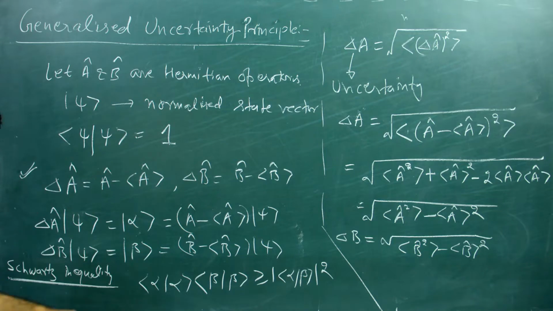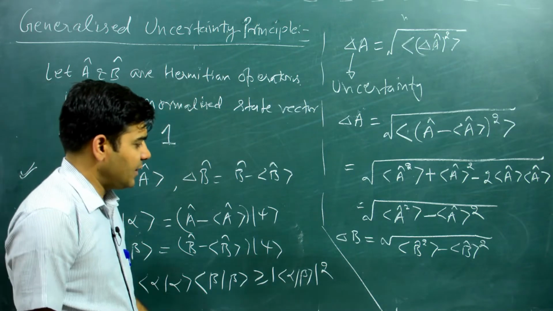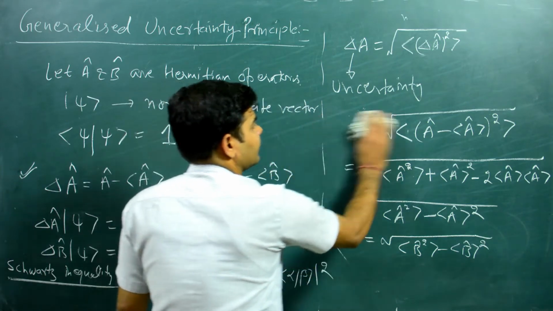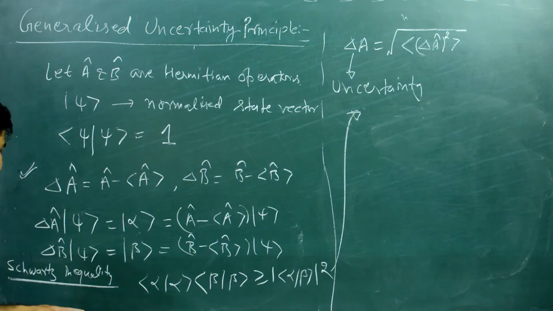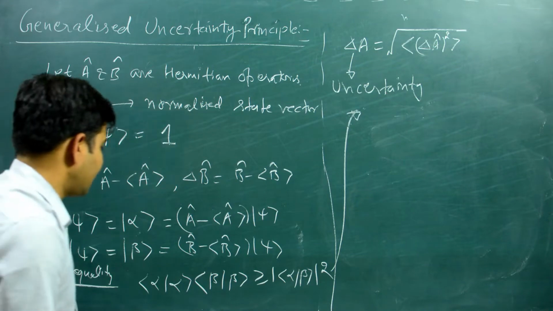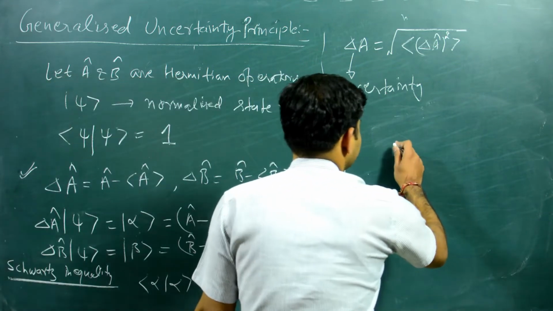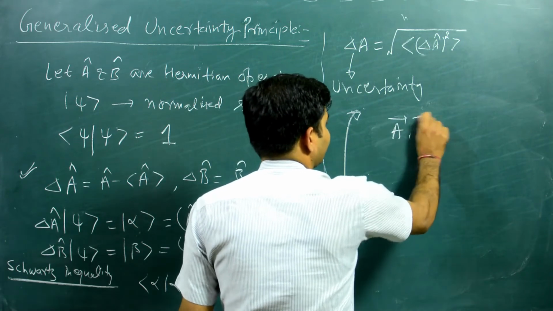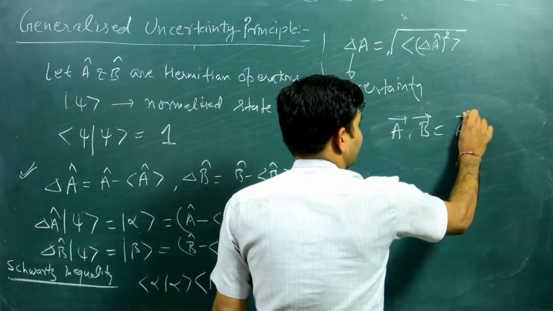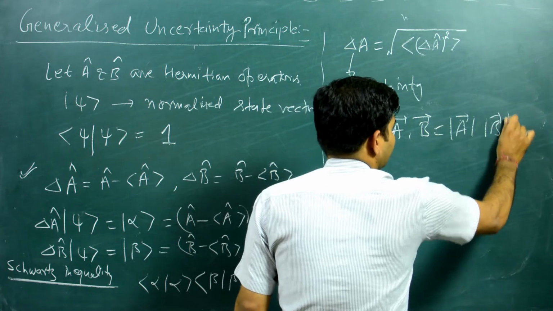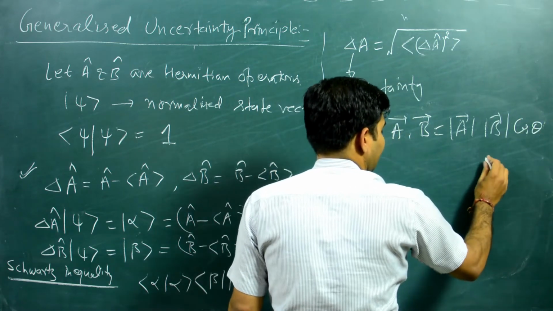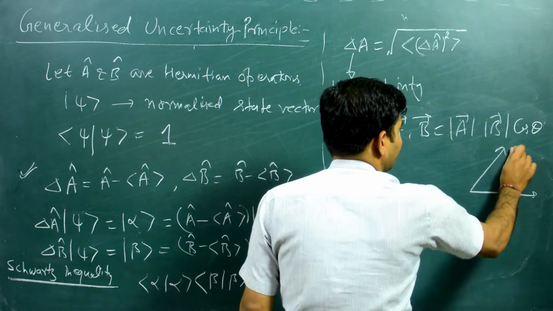Fine. This is, by the way, equivalent to something in 3D Cartesian coordinates that we know. This Schwarz inequality actually represents the same thing in three-dimensional Cartesian coordinates. For example, if I take the dot product of two vectors, A dot B is equal to AB cos theta, where theta is the angle between vectors A and B.